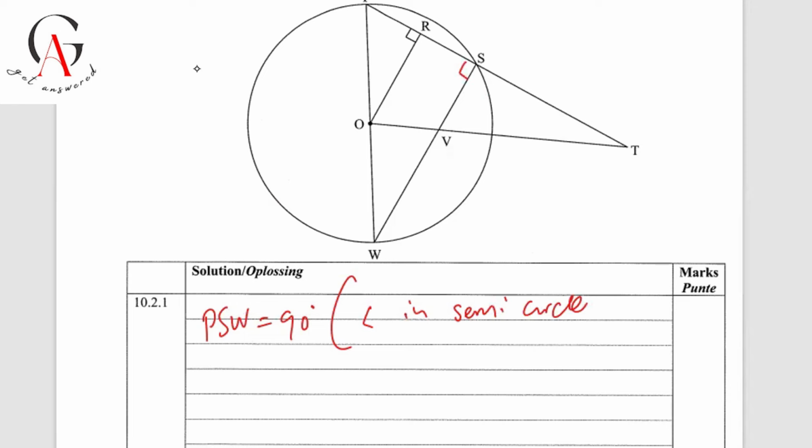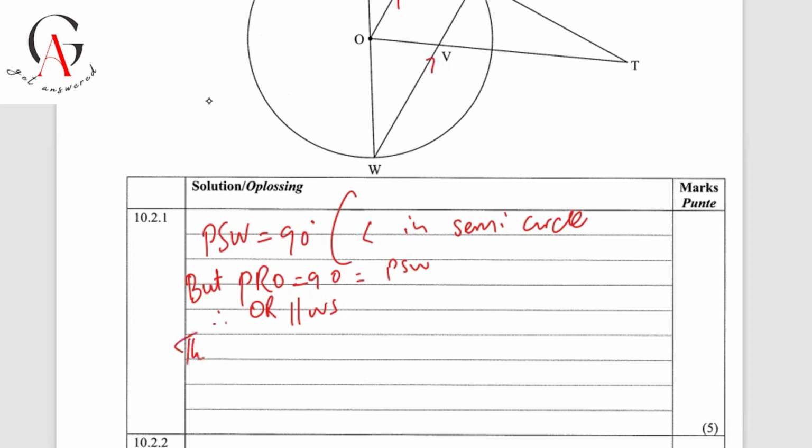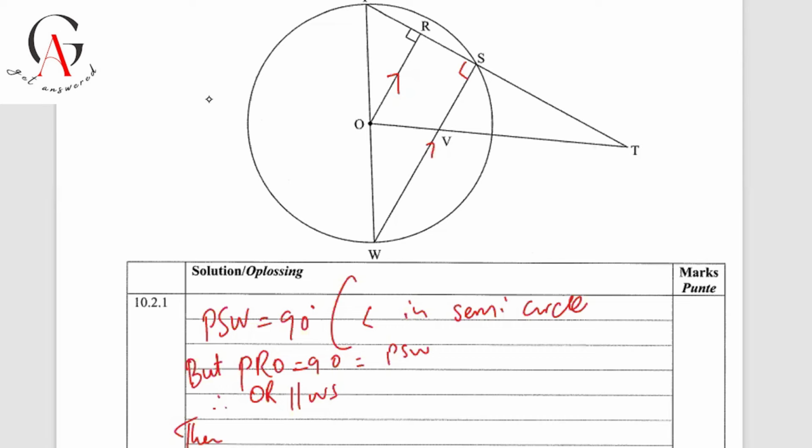What does it make these two lines? It simply means that those two lines are going to be parallel. So I'm going to say, but PRO is also 90, which is equal to PSW. Therefore, OR is parallel to WS. Now, if these lines are parallel, there's something extra we need to also add. Then we can see that O is the midpoint of PW, since O is the center of the circle.